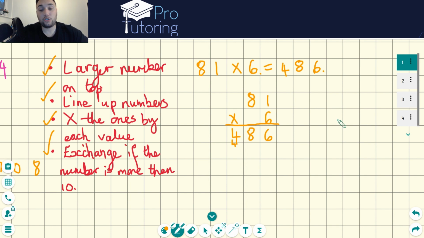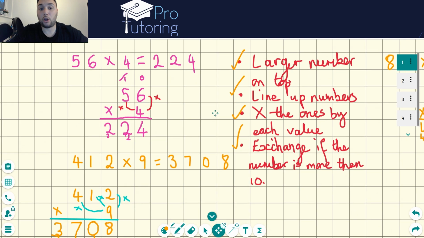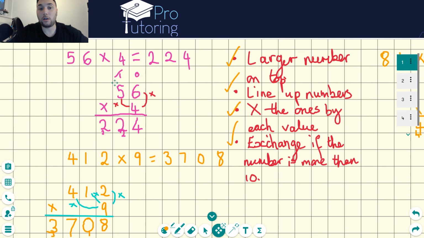So this is just part 1 to the multiplication. This is short multiplication. Soon we're going to be going on to long multiplication, where our single digits that we're multiplying by will soon turn into double digits. And that requires an extra step. But if you can get this down and master it, then very well done.